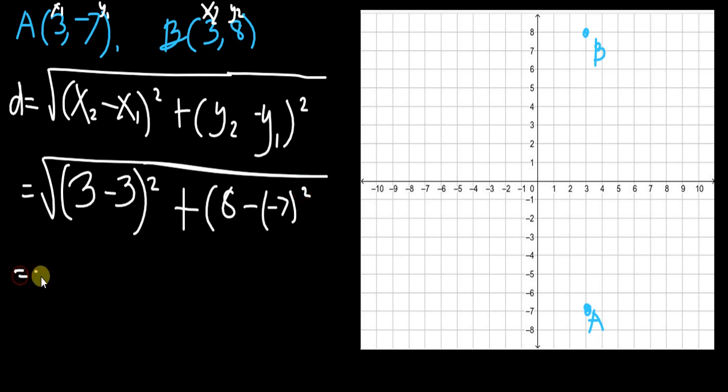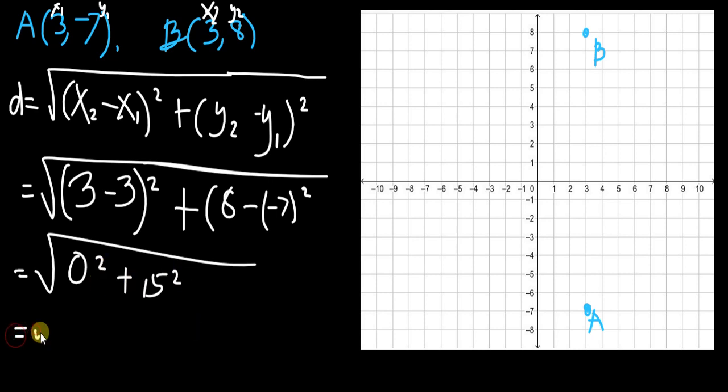Simplify natin. So, 3 minus 3, that is 0. That is 0 square. Plus 8 minus negative 7. So, dahil double negative, so magiging plus. So, that is 8 plus 7. That is 15. 15 square. And 0 square plus 15 square, that is square root of 15 square. So, para makakancel lang to. And then, ano yung square root ng 15 square? That is equal to 15. So, yung distance ng A at B ay 15.